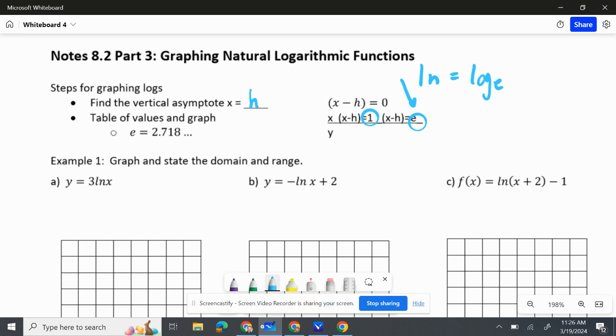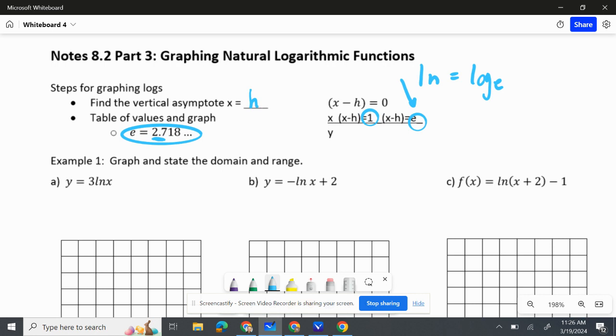Now, e is an irrational number, so it keeps on going. We're not going to do the whole number. What we're going to do is just focus on 2.7. And the reason why is because whether I plot 2.7 or 2.718, it's basically going to be the same spot. All we're doing is plotting it to get an idea what the graph generally looks like.